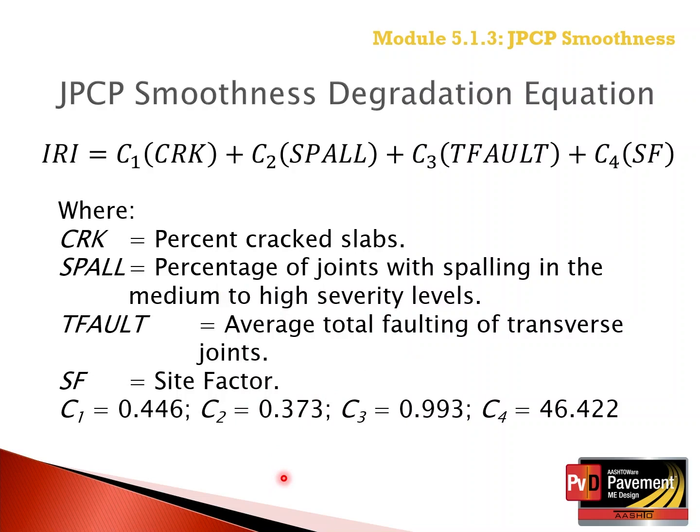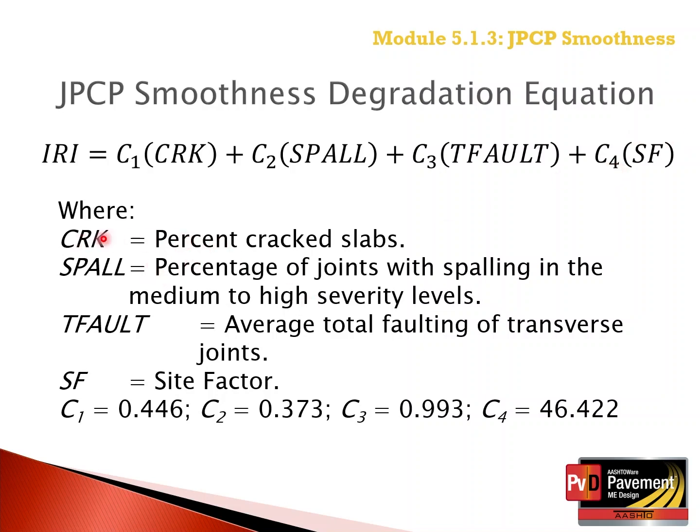The jointed plain concrete pavement smoothness degradation regression equation is included on this slide. The IRI is calculated using the percent cracked slabs, the average total faulting of transverse joints, the percentage of joints with medium to high severity spalling, and the site factor. The calibration coefficients of the regression equation are listed on this slide.